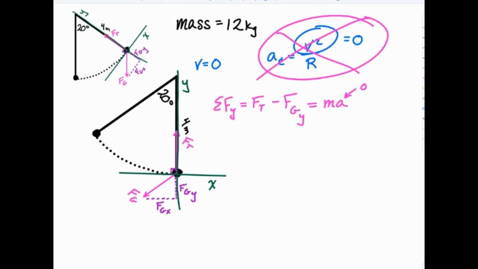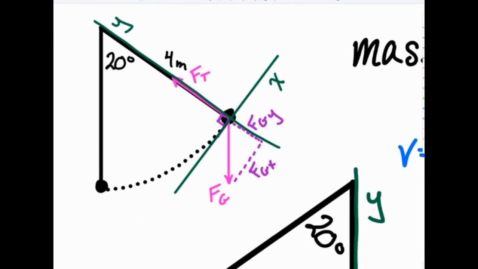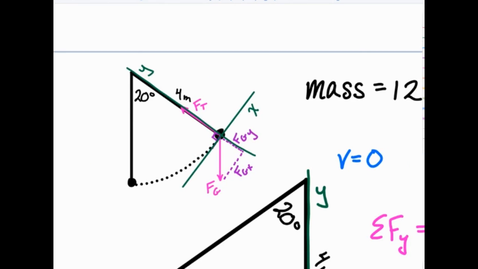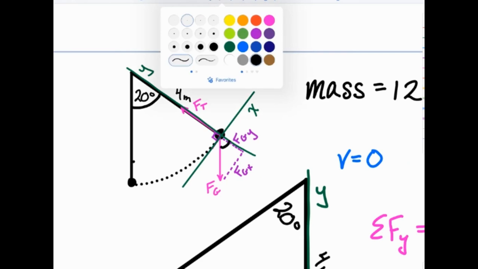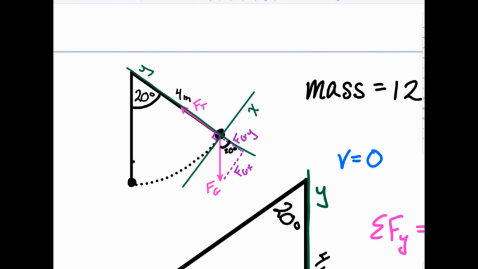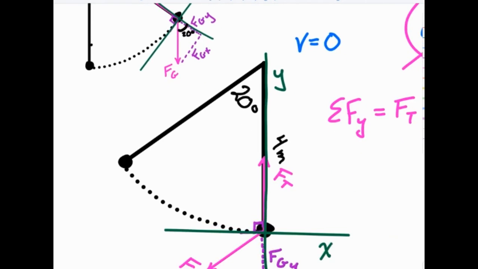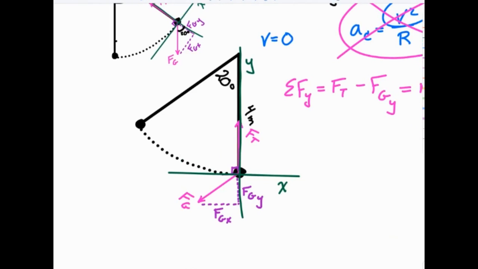And so I'm going to think about my original diagram again. And I'm going to see that this angle here is 20 degrees, and this was straight down, and FG is also straight down. So that means this is also going to be 20 degrees here. And if that's 20 degrees, then when I look at my rotated version, this is also going to be 20 degrees.